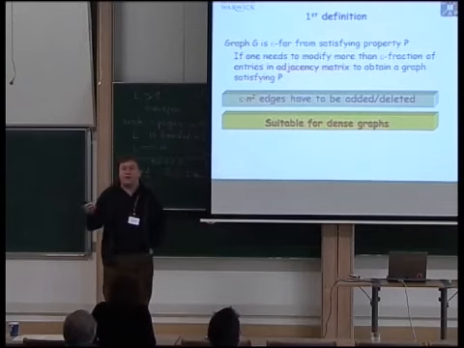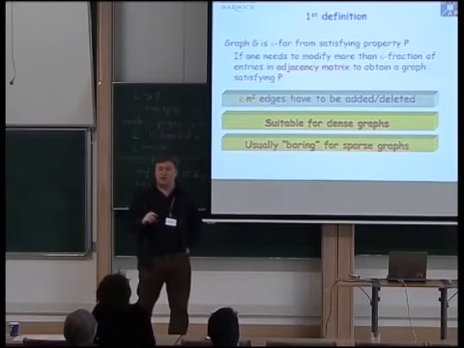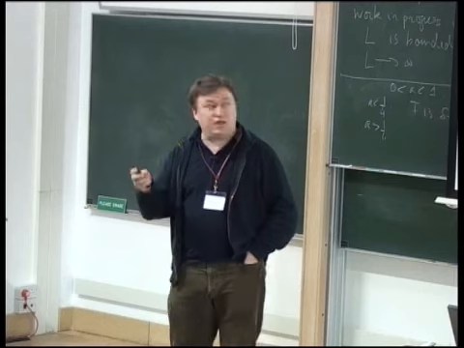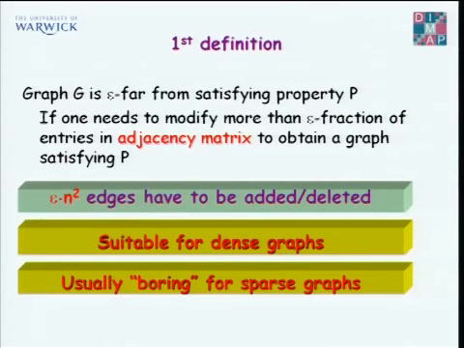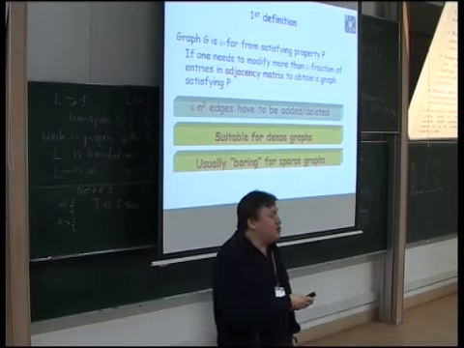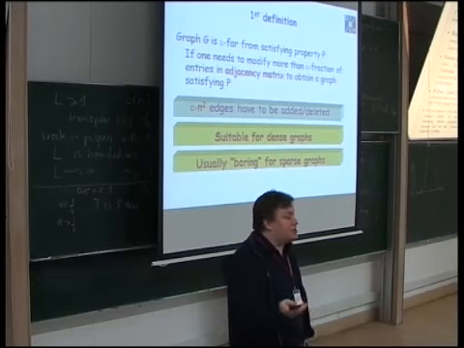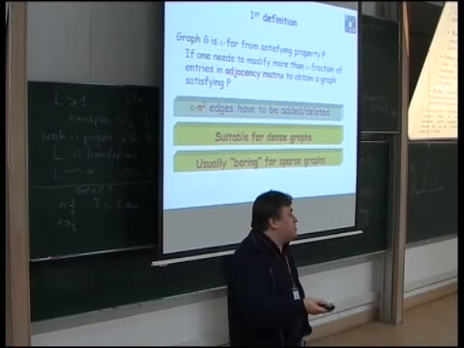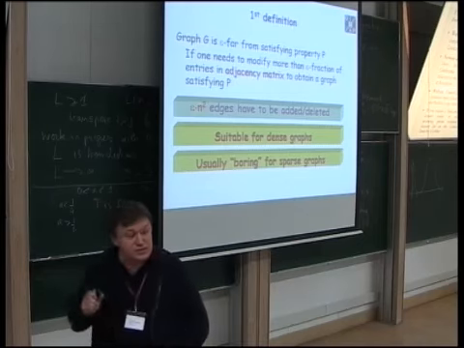Now, of course, if you think about it, this is suitable only for dense graphs. For planar graphs, it's usually boring. For example, if we want to study anything like planarity for these graphs, most planar graphs are sparse. If you are allowed to remove or add epsilon n square edges, then the only thing you have to do is check the density of the graph, how many edges you have. If the graph has less than epsilon n square edges, the graph is certainly close to being planar. So this is good for dense graphs.